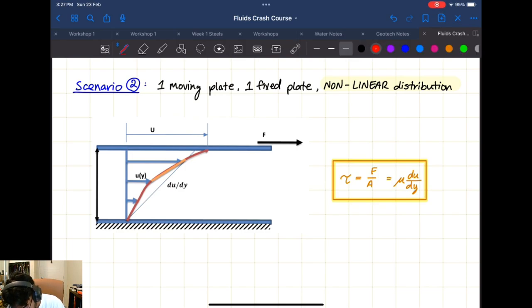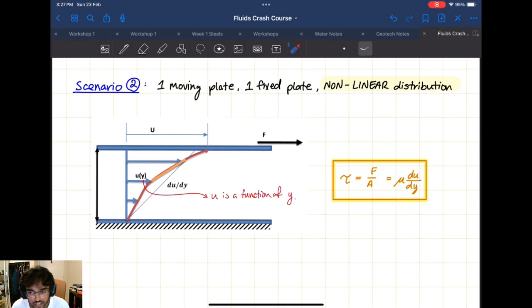So u is a function of y, and you're going to have to differentiate it.